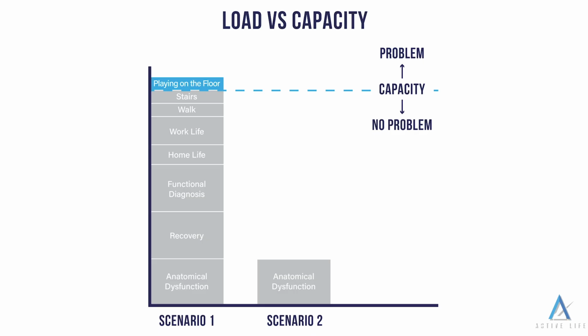The other option is to work at shrinking the boxes, at lessening the load on our system through improving its components rather than removing things altogether. Look at what that would look like. The anatomical dysfunctions are a fixed box, so we can transfer those straight across.